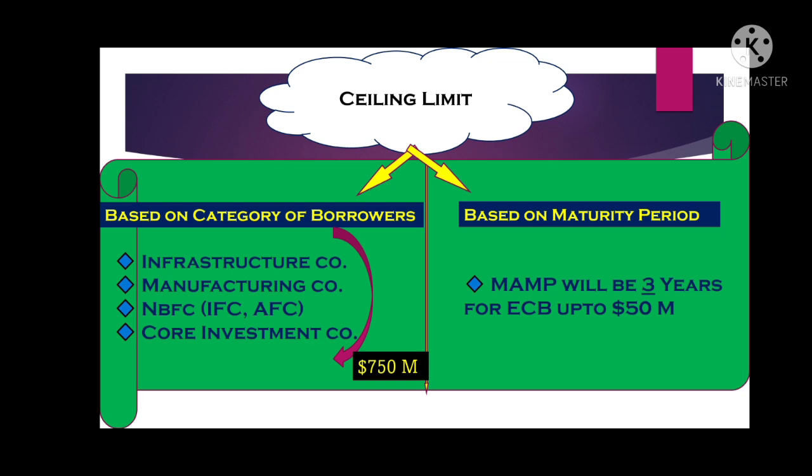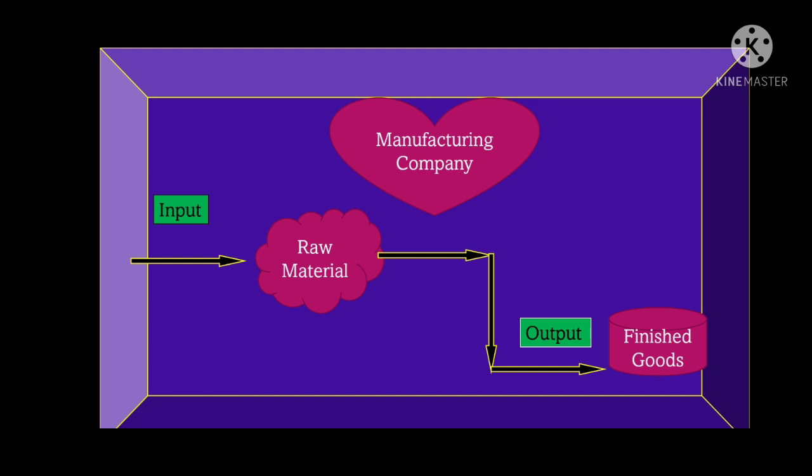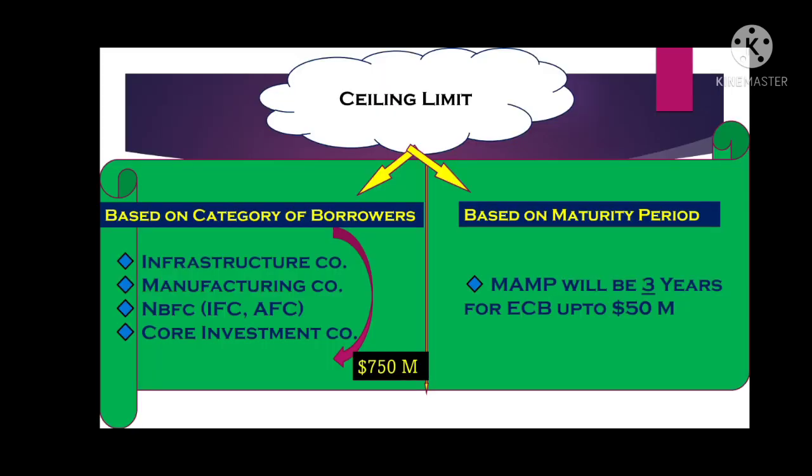Now what is a manufacturing company? It is that type of company which is creating finished goods or final goods, or we can say new products, right? By using raw material as an input. So these are those companies which use raw material or component parts as an input to make a final product. Means such companies indulge in a manufacturing process, right? For example, Maruti Suzuki, Mahindra Limited, Ashok Leyland, Larsen and Toubro. These are the manufacturing companies. Now this company also can avail ECB up to $750 million.